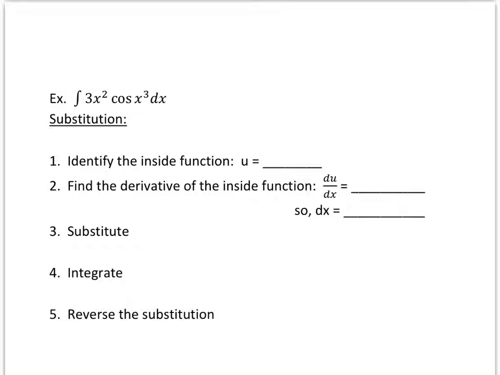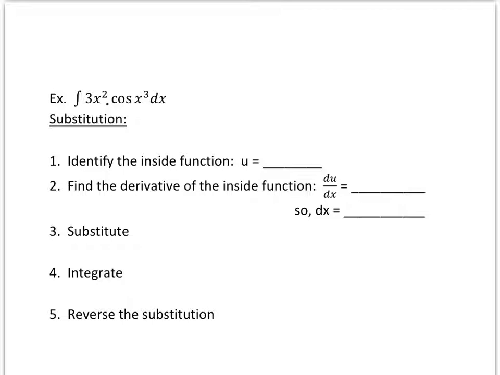So here I'm being asked to integrate, and the way I know I need substitution is, for one thing, I see a very complex integral. I see multiple functions. This is the first time I've seen that. The functions are multiplied. There's my multiplication, 3x squared times cosine x cubed. When I see that level of complexity, I should suspect that I need substitution.